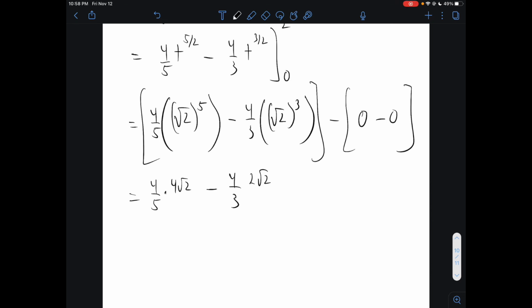And we can get a common denominator here. Multiplying the first fraction by 3 over 3 and the second fraction by 5 over 5. And so what we're going to end up with is 48 square root of 2 minus 40 square root of 2, which is 8 square root of 2 over 15.